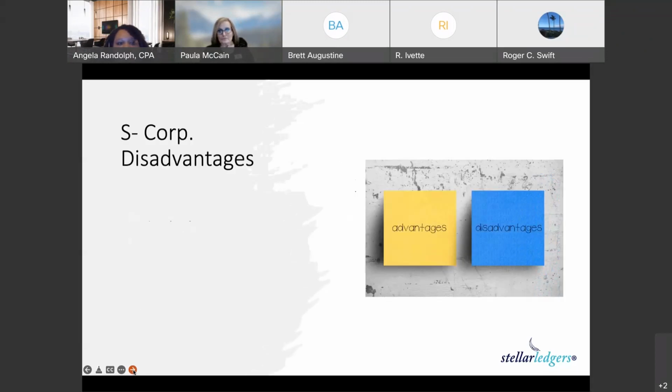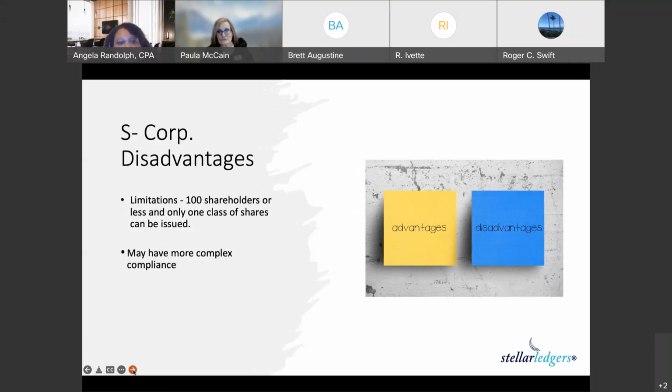All right, so let's talk about some of the disadvantages. It is limited to only 100 shareholders or less, and it only has one class of shares that can be issued. That may or may not be a disadvantage. 100 shareholders seems like a lot, but if you need more than that, then this may not be the election for you. They have more complex compliance, and it is subject to more IRS scrutiny. And that's only because of the tax savings and the benefits.